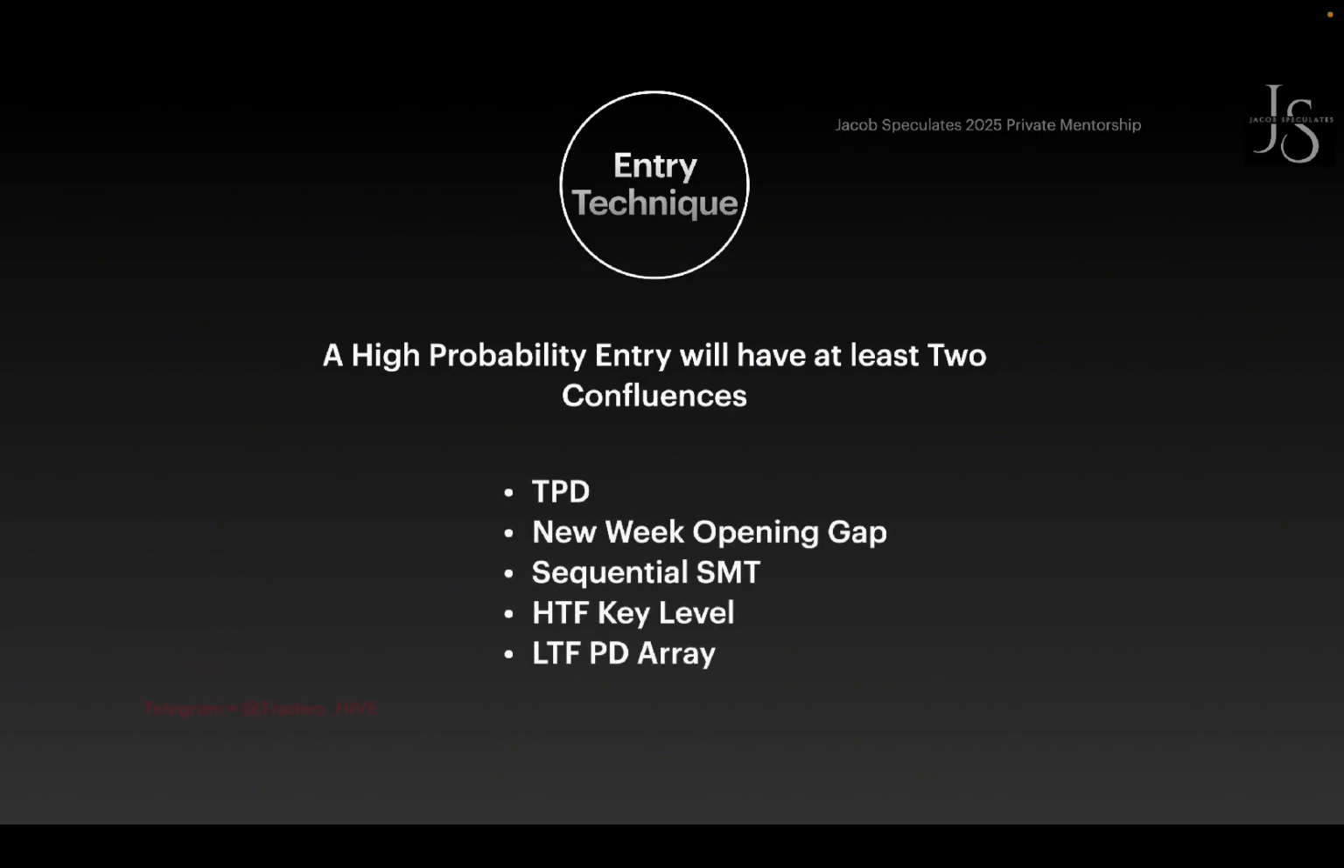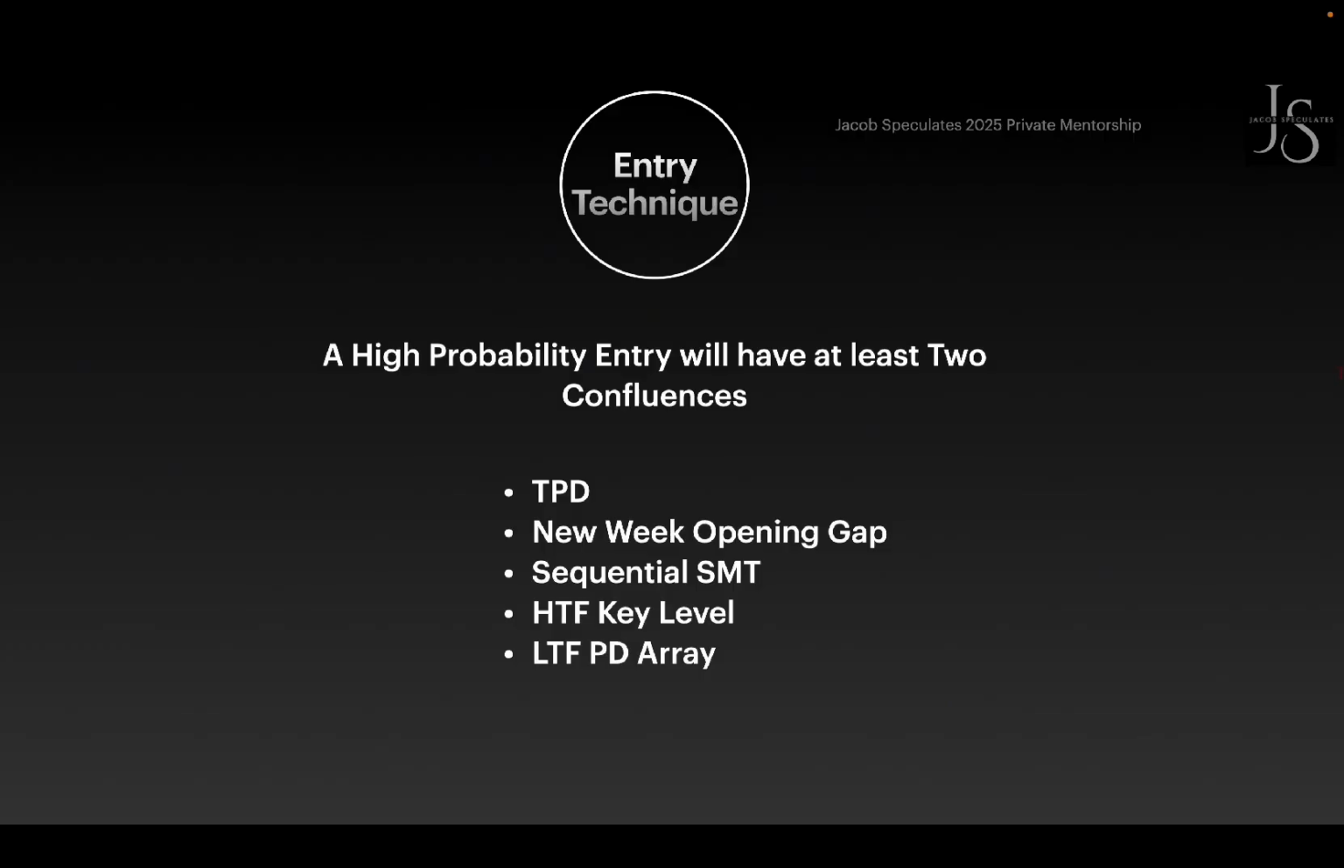A high probability entry will have at least two confluences. So these are all of the confluences right here. You can mix and match them and backtest to your heart's desire, but at least two of these will be in confluence. Once your narrative and key level and time of day are correct, then you want to see at least two of these create the lower time frame reversal, which would be a higher time frame continuation.